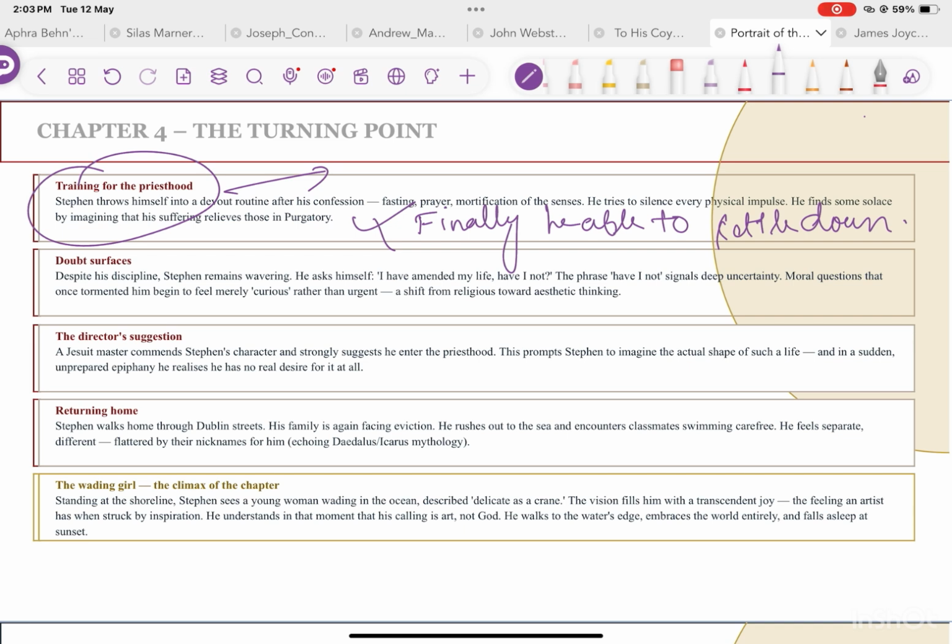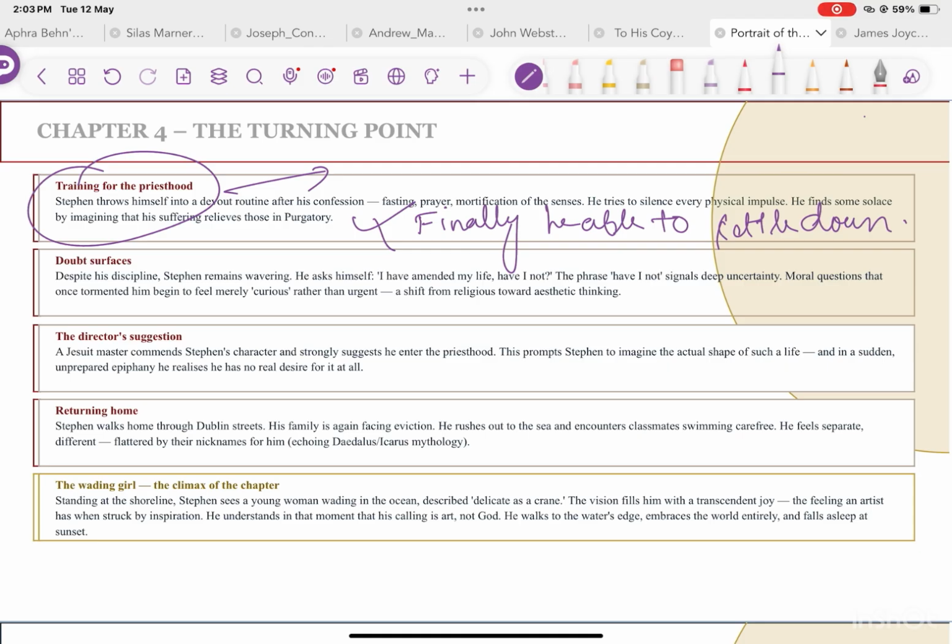Even while trying to reform himself, Stephen continues doubting his own spiritual purity. "I have amended my life, have I not?" He asks this type of question. He is in a juxtaposition of things, in confusion. Stephen realizes that he can never truly become a priest.